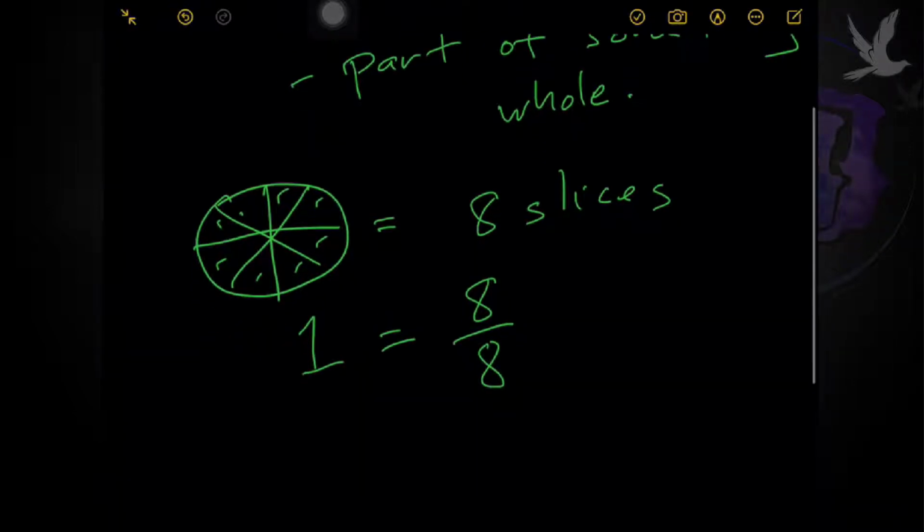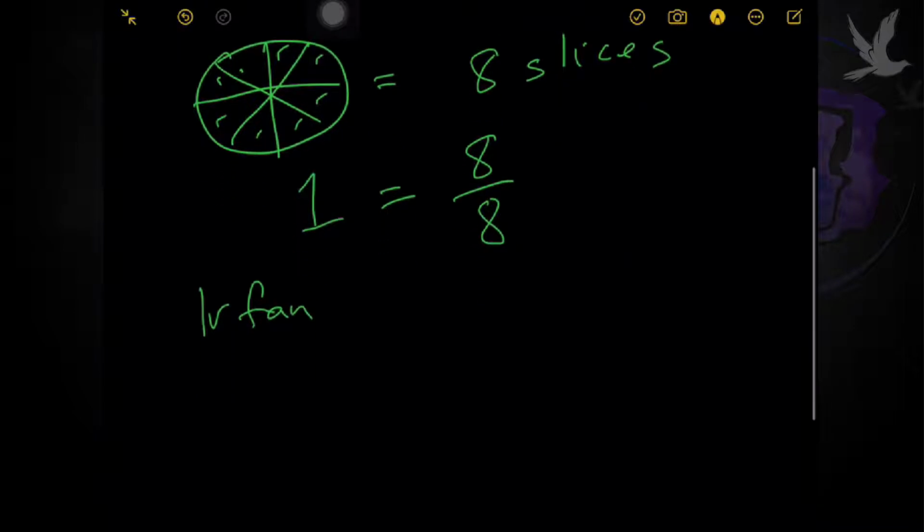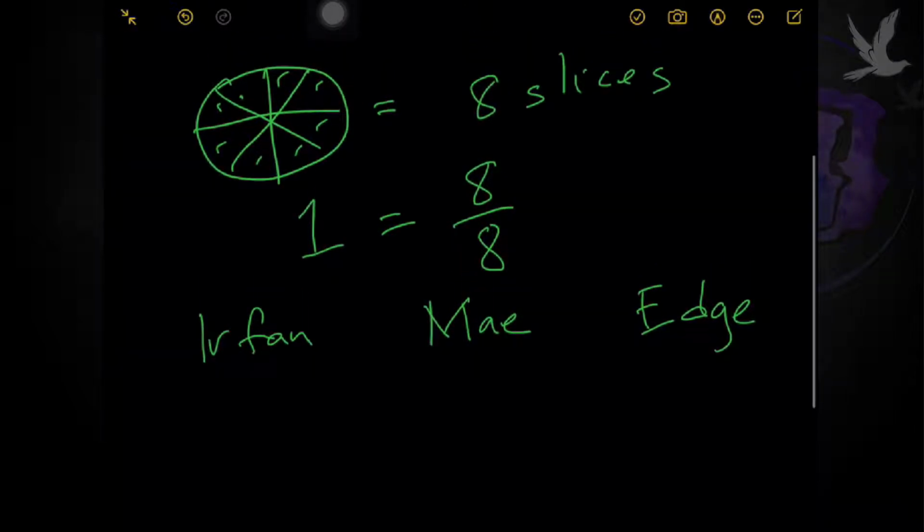So if one of you will take, let's say Irfan, then we have, let's say, May, then we have Edge. Out of 8 slices, Irfan ate 3 slices. Out of 8 slices, May ate 2. Out of 8, Edge ate, let's say, 2 as well.